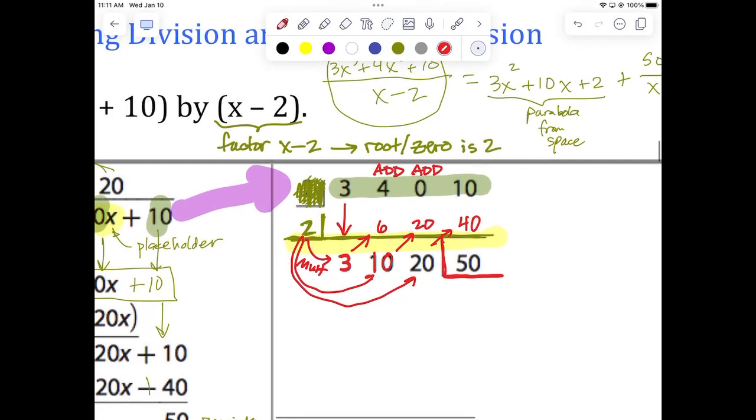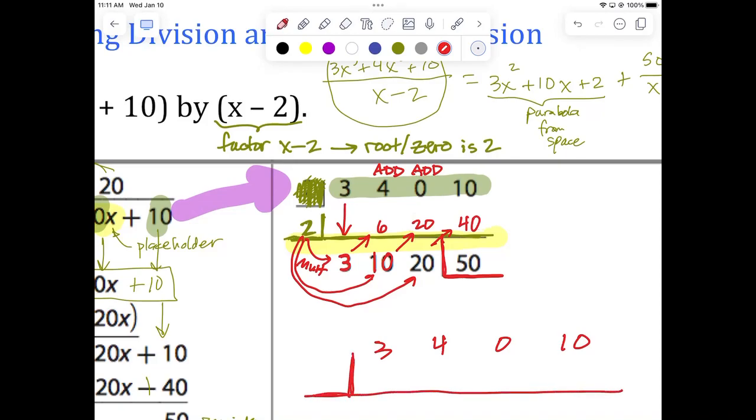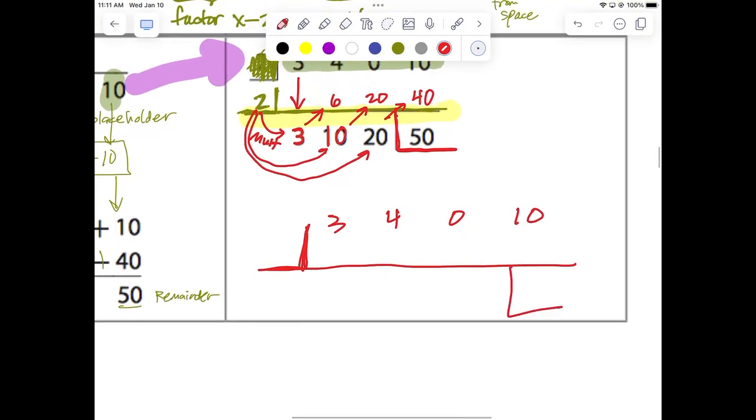We put a return box on it. So when you're setting it up, here's what it should look like: 3, 4, 0, 10. You should draw a line like this. You have a box out front like that, and then you have a box on the back end like this. That's kind of how we set it up.